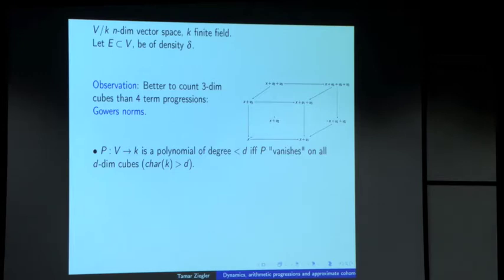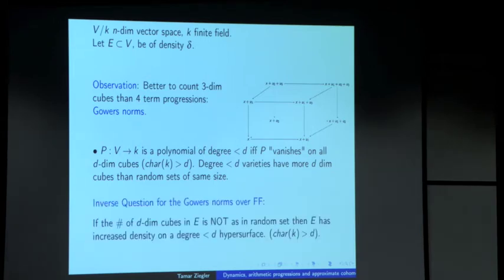So what would be my question then? Yes, and this other remark: varieties of degree smaller than d have more d-dimensional cubes than you'd expect in a random set. So the question you try to ask yourself is the following. This was known as the inverse theorem for the Gowers norms over finite fields. Suppose you have a bias in the number of d-dimensional cubes in some arbitrary set E. Well, this implies that your set has a bias, so your set is over-concentrated on some hypersurface of degree smaller than d.